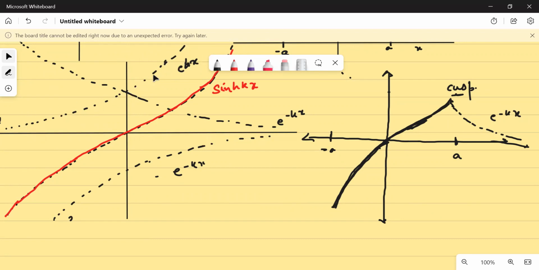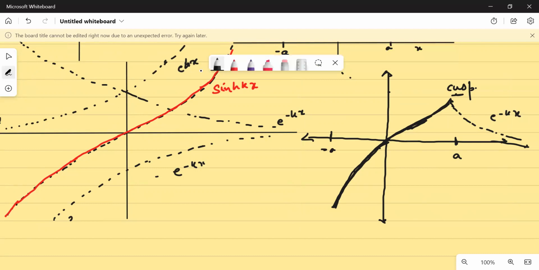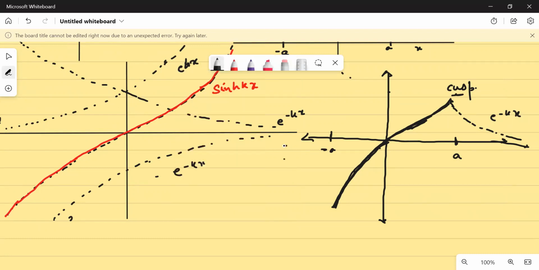So this is e to the power kx. You have to plot a graph of minus e to the power kx. You just take a mirror image of this particular wave function, e to the power kx, about the x-axis. So how would things be? Here, as x tends to minus infinity, e to the power kx goes towards 0, so it will remain 0, but on the negative side. And then you have this.